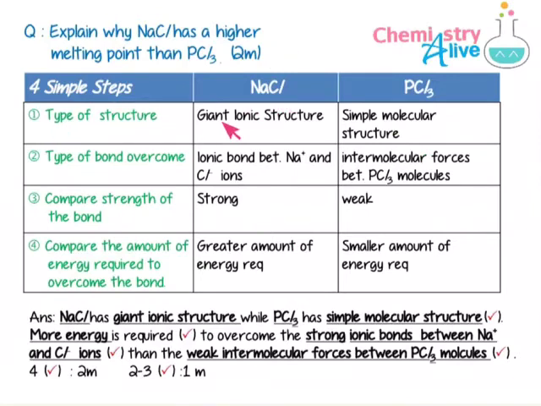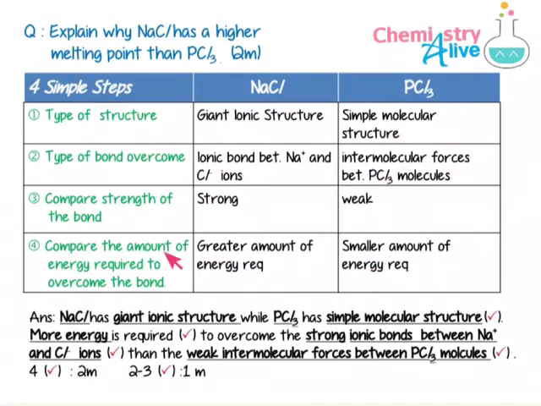Right, so step 1, type of structure. For sodium chloride, it has a giant ionic structure, whereas for phosphorus chloride, it has a simple molecular structure. 2, type of bond overcome. Sodium chloride will be your ionic bond between the sodium cation and chloride ions. Phosphorus chloride will be the intermolecular forces between the molecules itself. 3, the strength of the bond. Sodium chloride strong versus weak in phosphorus chloride. Last but not least, amount of energy required to overcome the bond. For sodium chloride, being a strong bond, you require greater amount of energy, whereas for phosphorus chloride, because the intermolecular forces are weak, you just need smaller amount of energy.